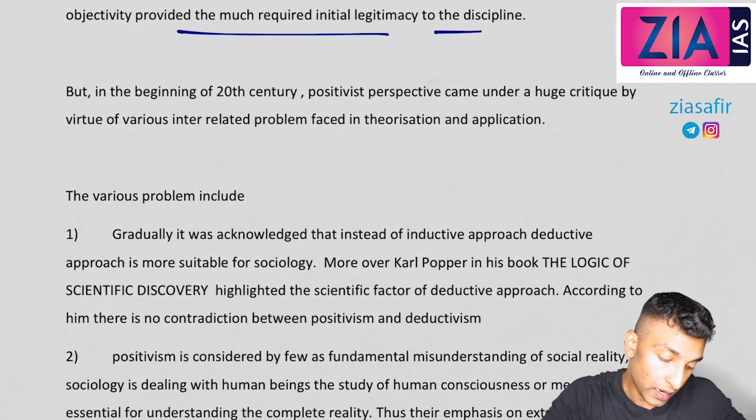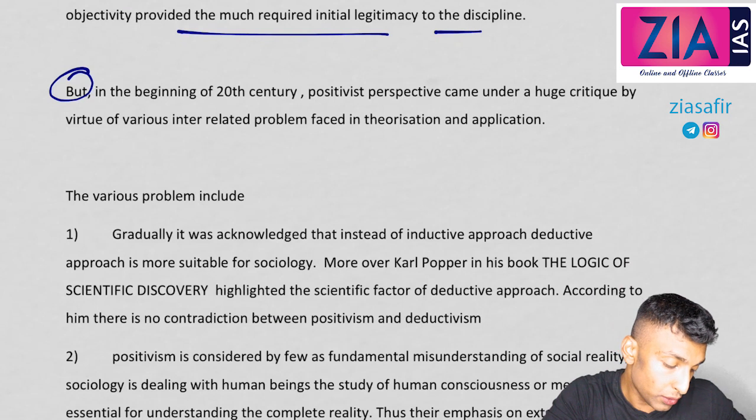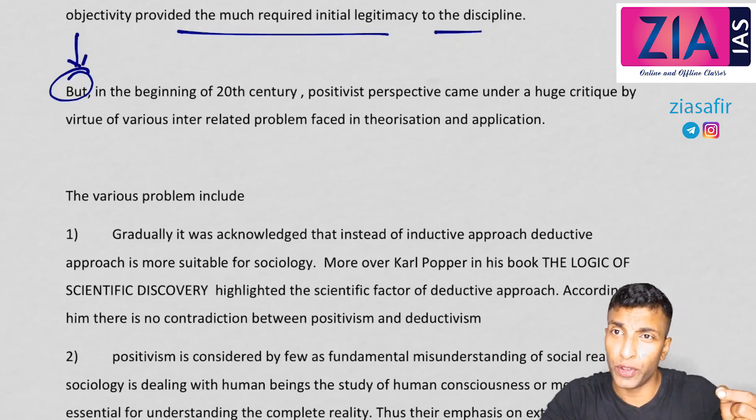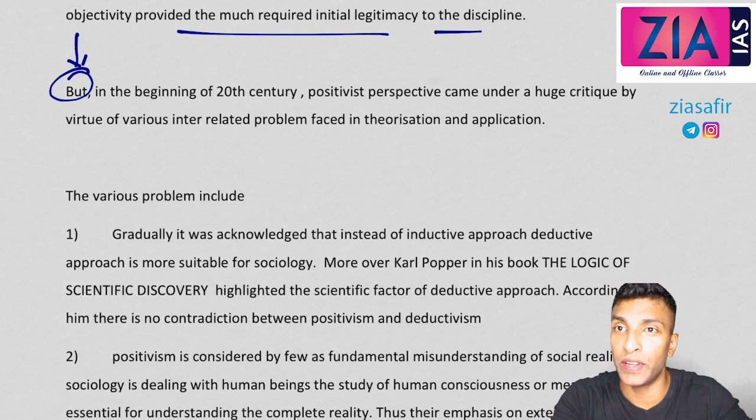But in the beginning of the 20th century, you can see here there is a deviation. Now we are going to write the criticism. So you are using the structure words here, right? If you are deviating when you are writing the critical analysis, these structure words are very, very important because you are telling the examiner that I'm deviating and I'm now going to write the criticism by using the structure word.